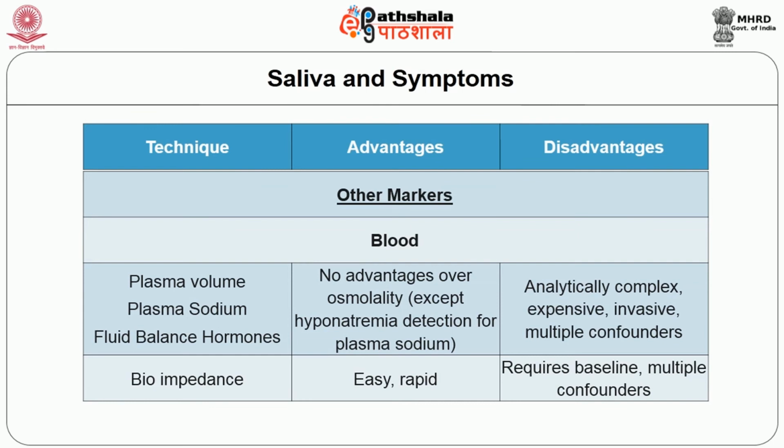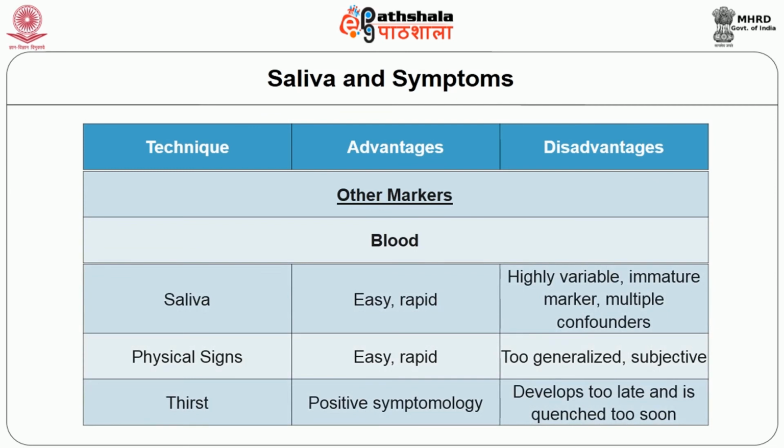The next one is the bio-impedance measurement. It is easy and rapid, but it requires a baseline and has multiple confounders. The next is the saliva, where again the advantage is it is easy and rapid, but the disadvantage is it is highly variable, it is an immature marker with multiple confounders.